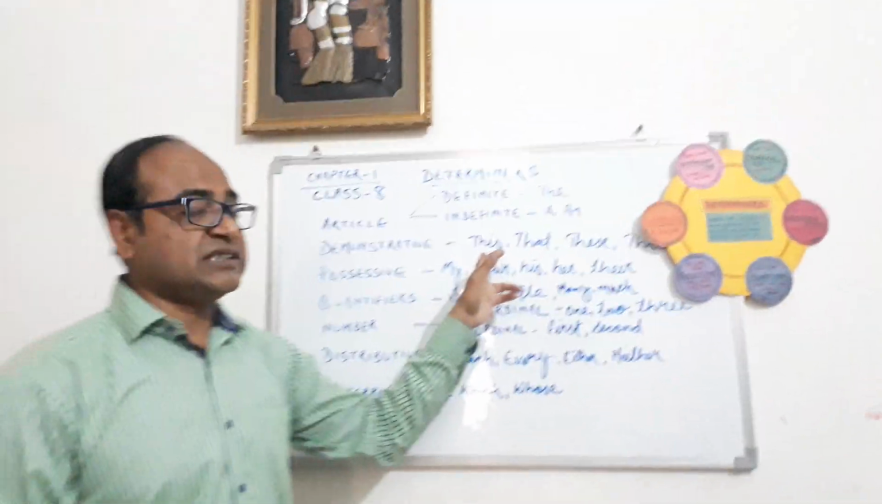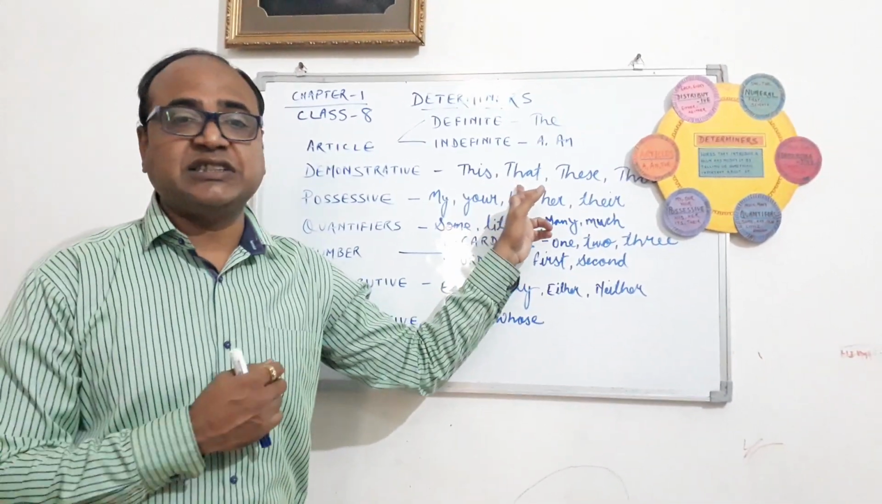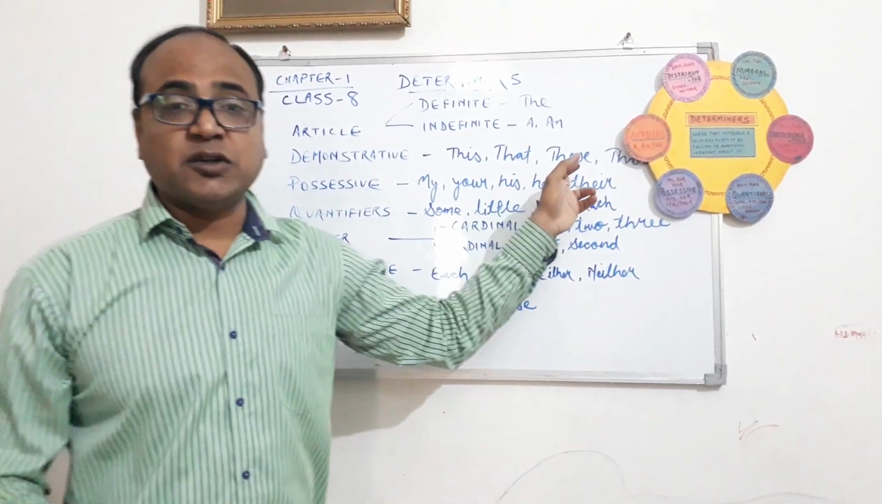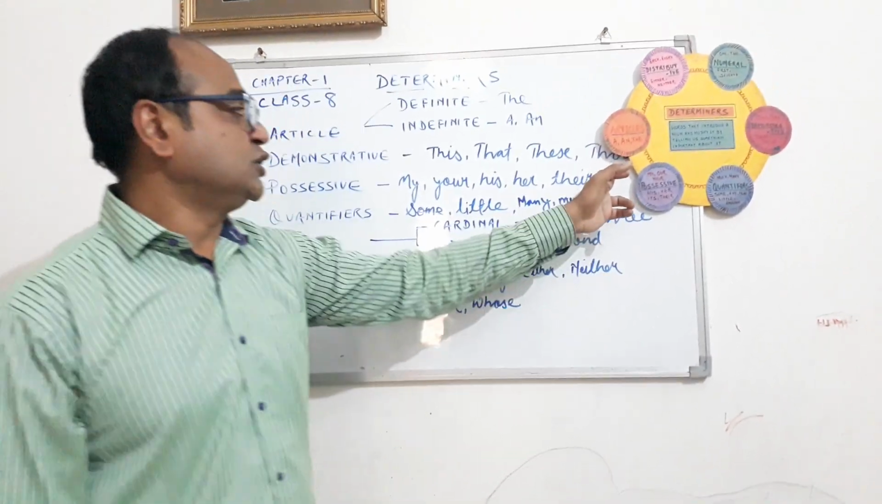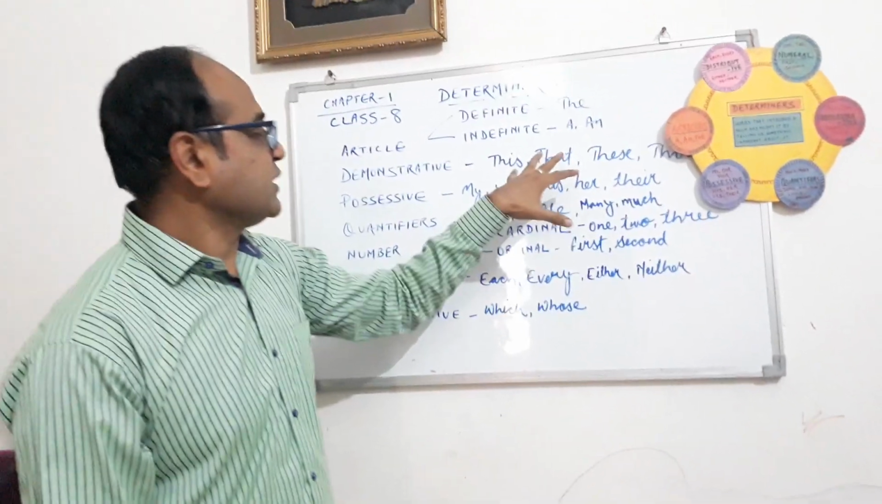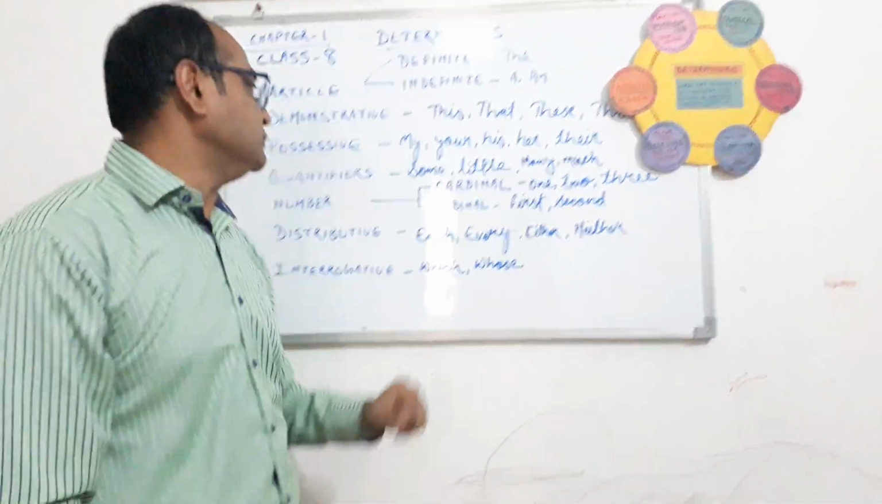Like, this man is wonderful. That house is beautiful. These mangoes are ripe. Those mangoes are green. So we have to use all these just before the noun. They should precede a noun.